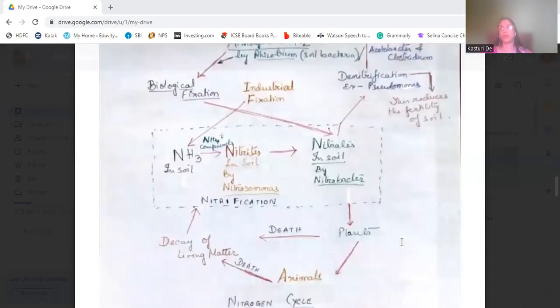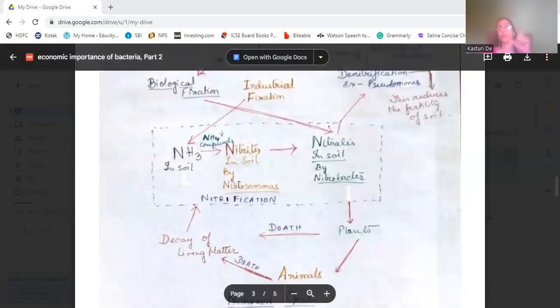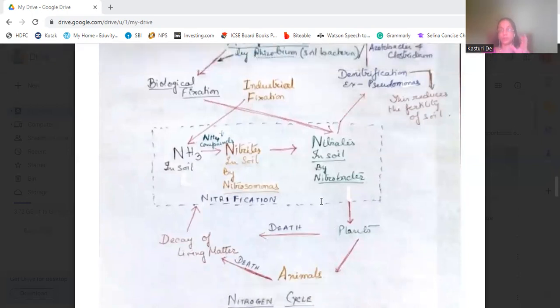Now, this whole process from ammonia to nitrates is known as the nitrification process. That is, ammonia to ammonium compounds, then to nitrites, then to nitrates. This is known as nitrification.